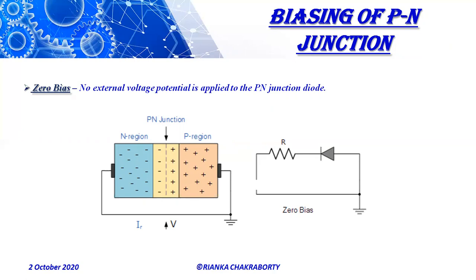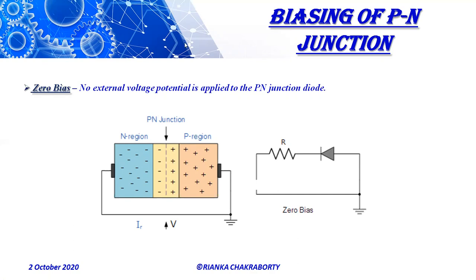Likewise, holes generated in the n-type material, that is the minority carriers, move across the junction in the opposite direction. This is known as reverse current. That means the current that is generated by the minority carriers is known as reverse current or reverse saturation current. It is referred to as IR.